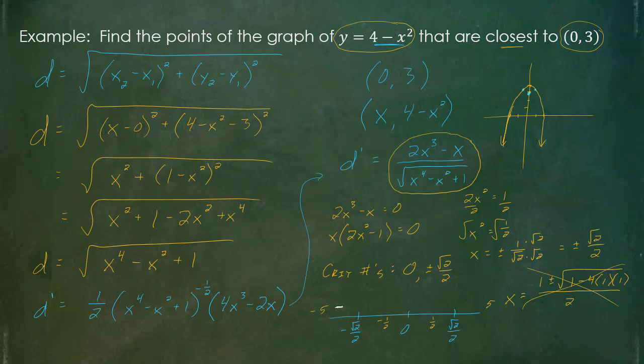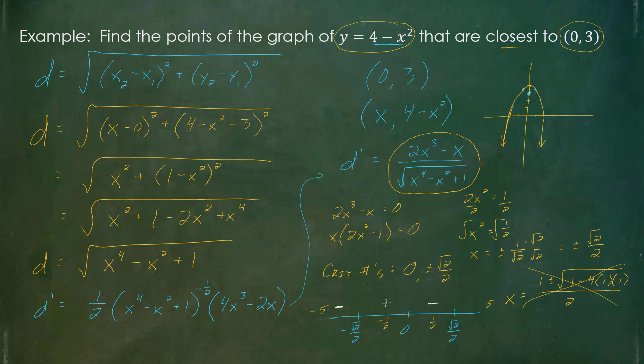If I plug in a number like negative 1/2, cubed would be negative 1/8. 2 times negative 1/8 would turn into negative 1/4, but then minus a negative 1/2 would really switch to plus 1/2. Negative 1/4 plus 1/2 would go positive, and the denominator is always positive, so I know that must be increasing. If I do a similar step here with 1/2, cubed would be 1/8. 2 times 1/8 would be that 1/4. Subtract 1/2, that would come back negative 1/4, so that's a decreasing interval.